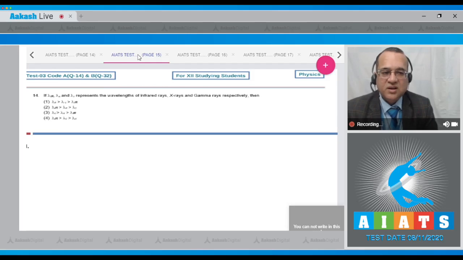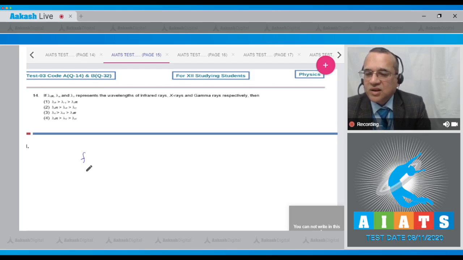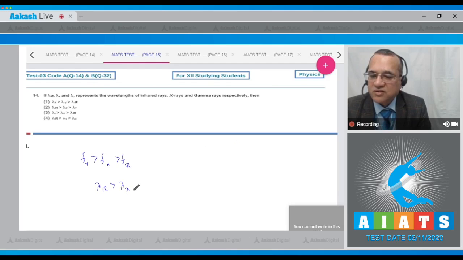Let's move to question number 14, and we read the statement. Question 14 says that if lambda IR stands for infrared, lambda X for X-rays, and lambda gamma for gamma rays, representing the wavelengths of infrared rays, X-rays and gamma rays respectively, then the order of the wavelength is asked. And you know, student, that the frequency of gamma radiation is more than the frequency of X-rays, which is more than the frequency of infrared, and the wavelength is reversed because all travel at the same speed. Therefore the wavelength of infrared rays will be more than the wavelength of X-rays, which will be more than the wavelength of gamma radiation. And look at the options. The answer to this question is option number 2.